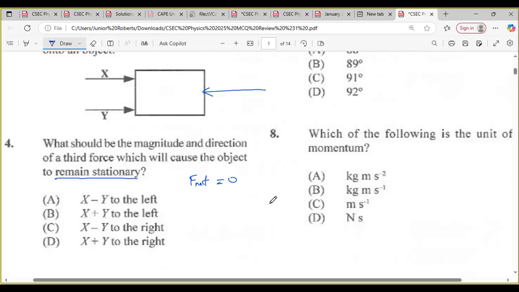Now, again, as we said, the net force must equal 0. So these two forces going to the right must be equal to this force going to the left. So what we see now is that this force right here must have a magnitude of X plus Y. So we're going to say X plus Y to the left, which is going to correspond to B. So number 4 now would be B.